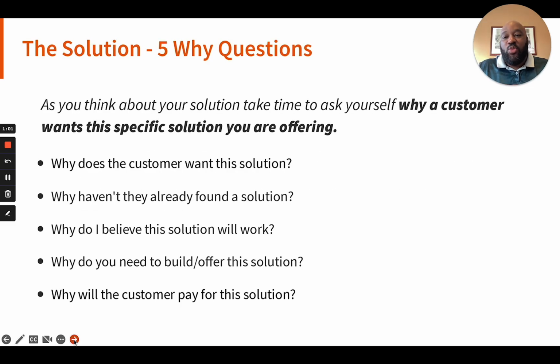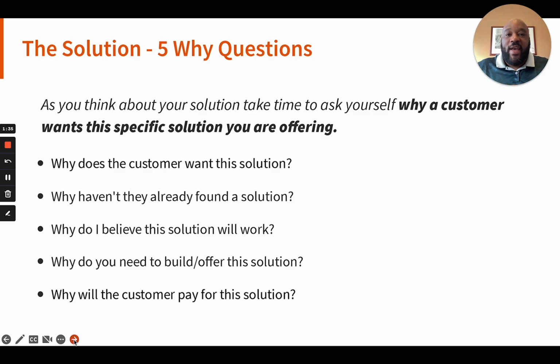To do that, you really want to make sure that you dive in, take some time, and think about what I call the 5 whys for the solution, right? And so I'm going to go through each of these and just give a little bit of context around it. As you think about your solution, you want to make sure that you're putting yourself in the shoes of the customer and thinking about why they want this specific solution. So first question, why does the customer want this solution? What is it about what you're doing that makes it so they want to give you their hard-earned money so that they can actually get what you're proposing?